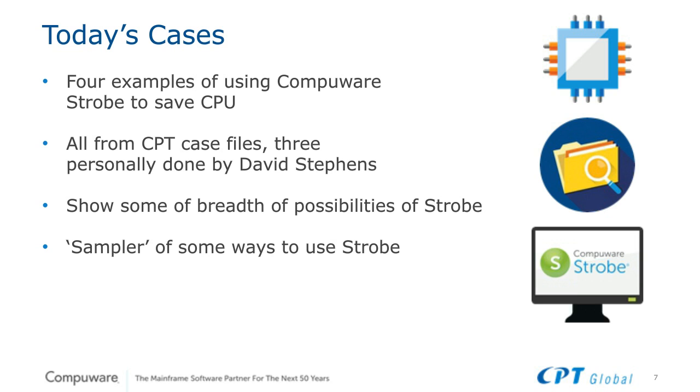I wanted to show the different things you can do with Strobe, some of the different features that can be used and how we use them in real life. So we can see some of the breadth of what you can do with Strobe to save CPU, but it's a sampler. It's not going to cover everything. It's not going to be a total step-by-step how to do it. It's just a feel of how Strobe has been used by us to save CPU. So let's get into it.